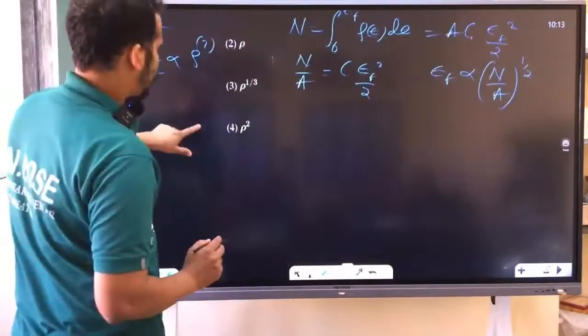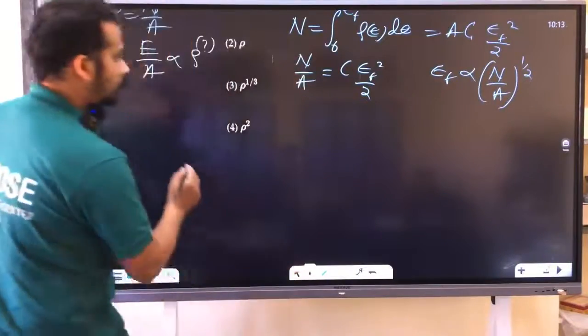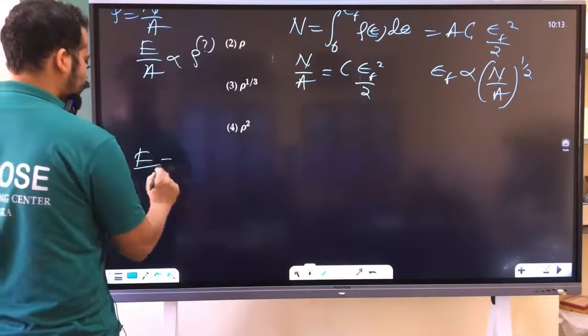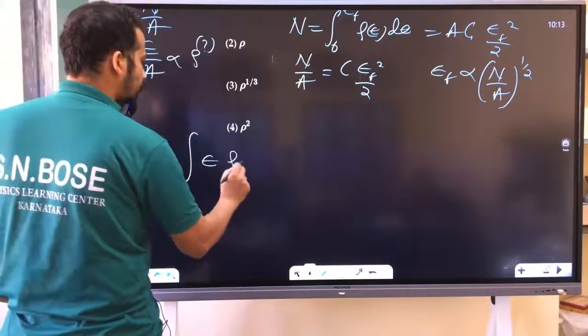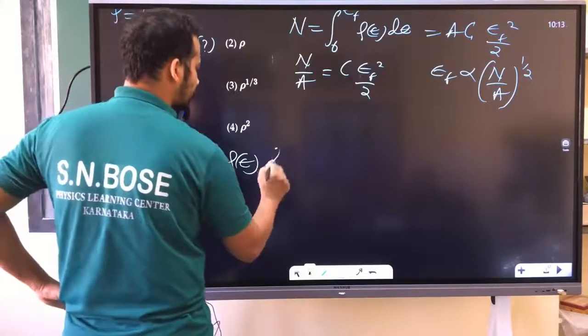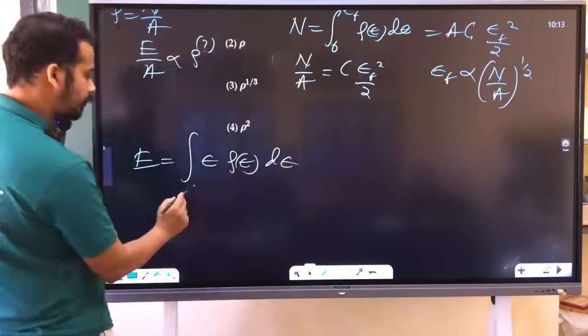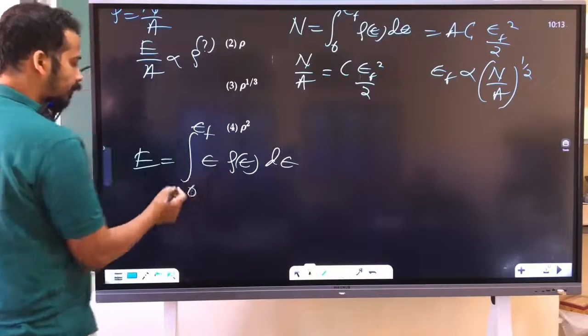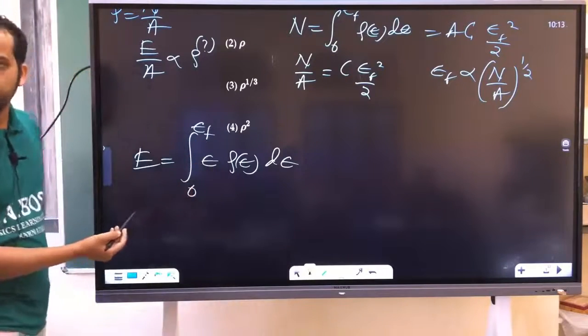So the next thing is energy. Energy is equal to the integral of E rho of E dE. F of E was there, but F of E is equal to 1. Am I right? E F of E rho of E dE from 0 to EF, with F of E equal to 1. Is that okay?